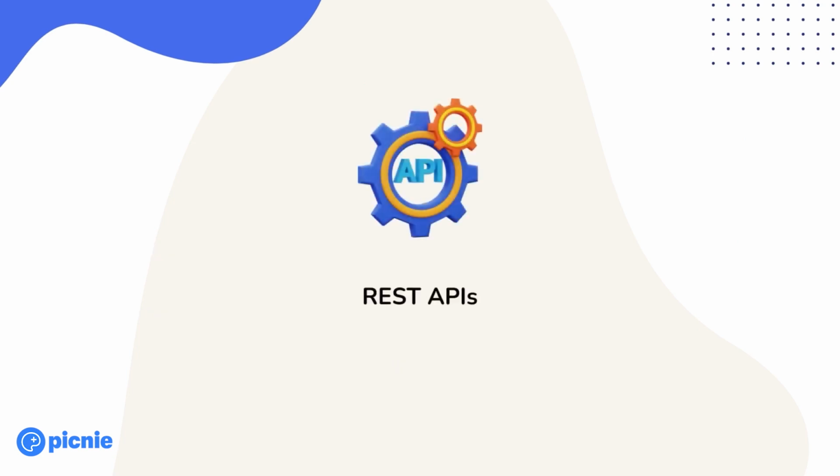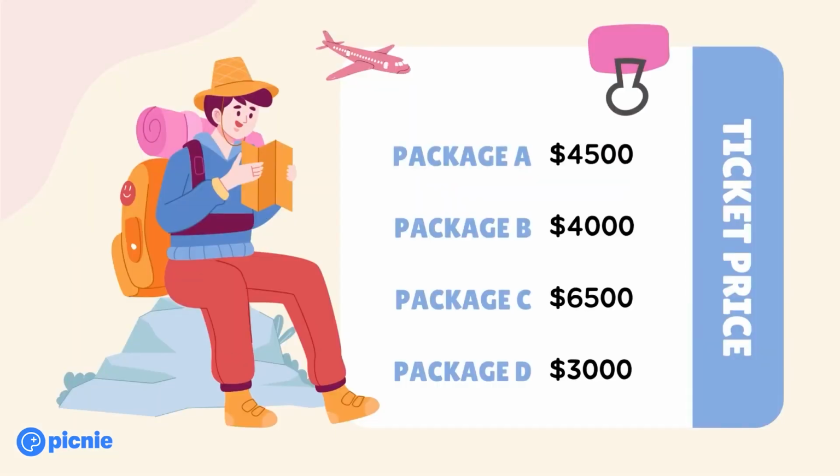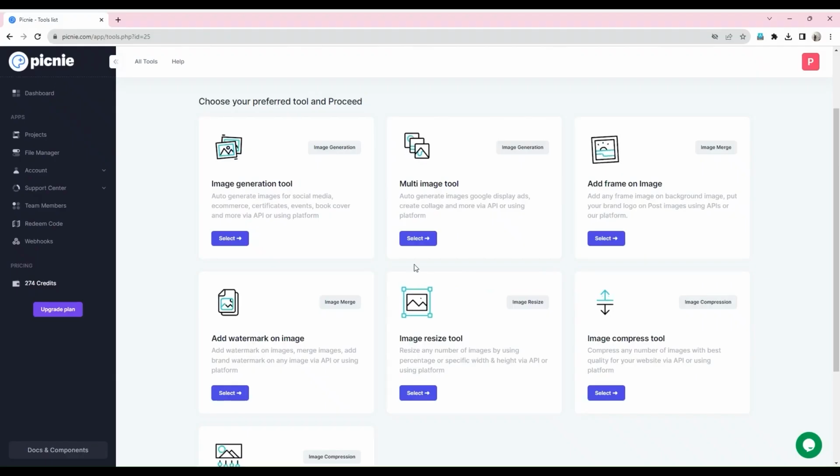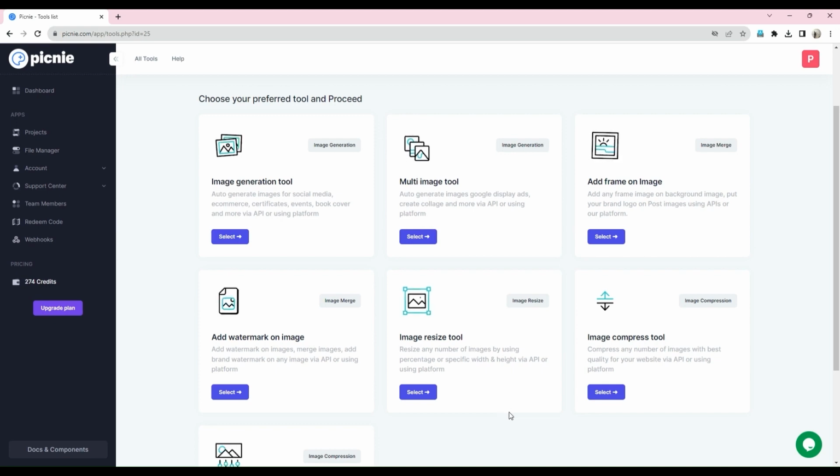But the capabilities of Picnie don't stop there. If you require real-time graphics for ads or website banners with dynamic, up-to-the-minute data, our REST APIs have you covered. Additionally, Picnie offers a suite of powerful tools for image resizing, compressing, and merging at scale.